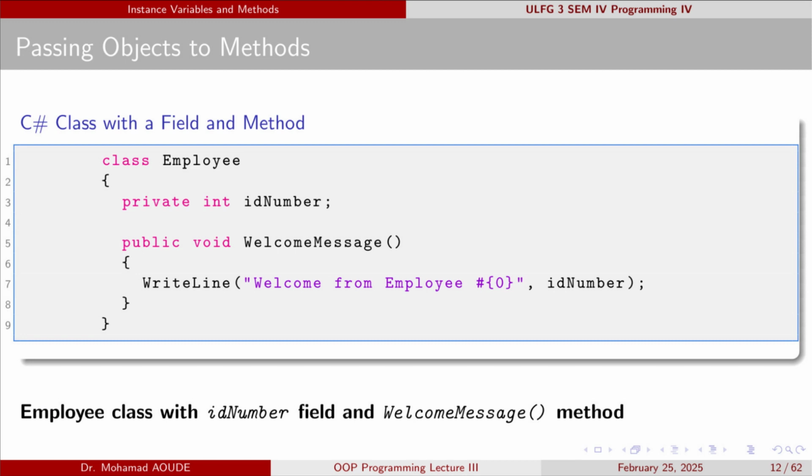Objects are first-class citizens. You can pass them to methods just like numbers or strings. Here, we have an Employee class with a method called WelcomeMessage. We create an object and pass it to another method, which then triggers its WelcomeMessage. This modularity is what allows object-oriented programs to scale up, from small apps to massive software systems.